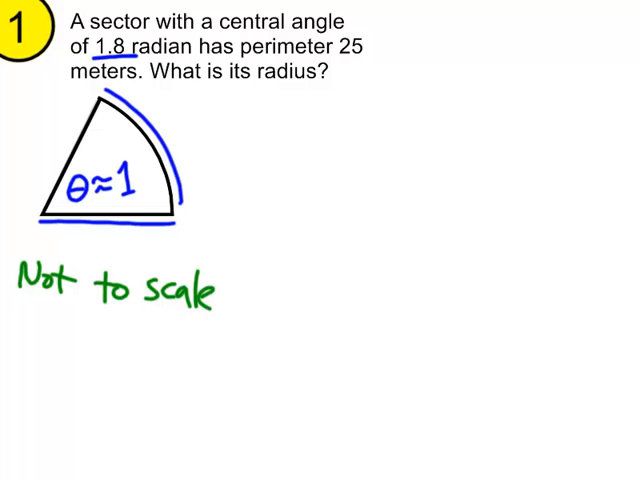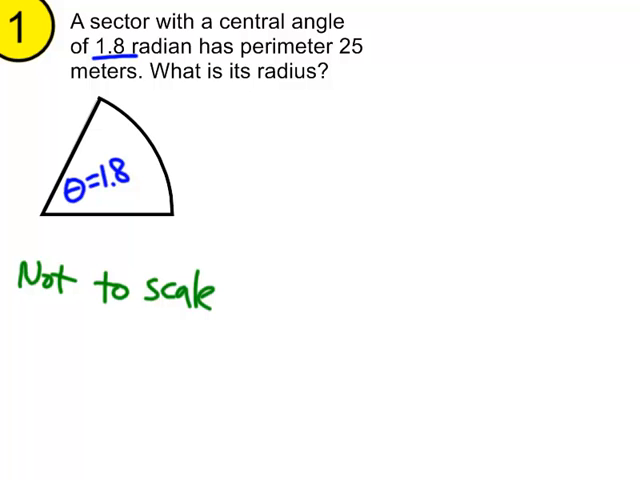I just wanted to really emphasize that being aware of the definition of radian measure at all times would be beneficial to you. Let's go ahead. We are told that theta in this not-to-scale picture is 1.8 radians. We don't know what either the radius or the arc length is. That's not given to us directly. So let's define those as variables.